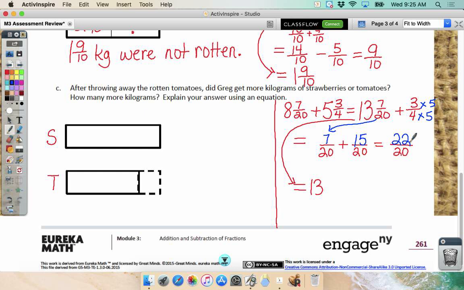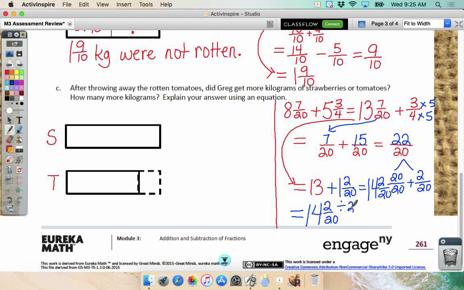Break it down. Mixed number. Yeah, change it to a mixed number. So it's going to be 1 whole and 2/20ths. So 14 and 2/20. Okay, we're not done. There's 2 more things. First of all, look at 2/20ths. Can I divide by the numerator? Yeah. So that's going to be 14 and 1/10.